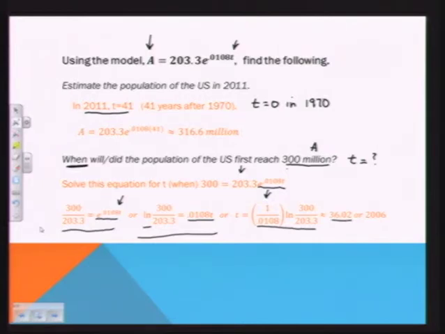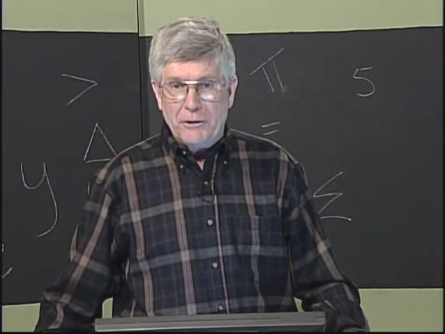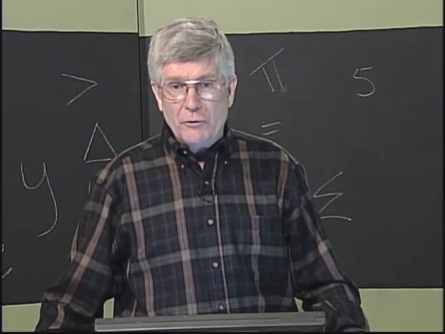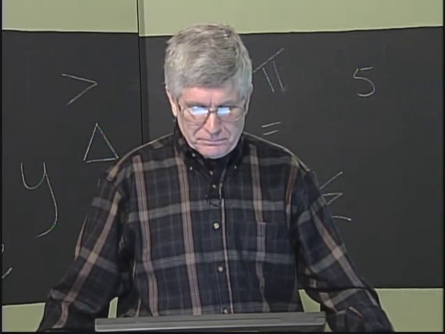36.02. Well, 36.02 means that t equals 36.02. That's 36.02 years after 1970. And when we add those, we'll get sometime in 2006, according to our model, the population of the United States surpassed 300 million. And that actually is very close to what happened in the United States at that time.